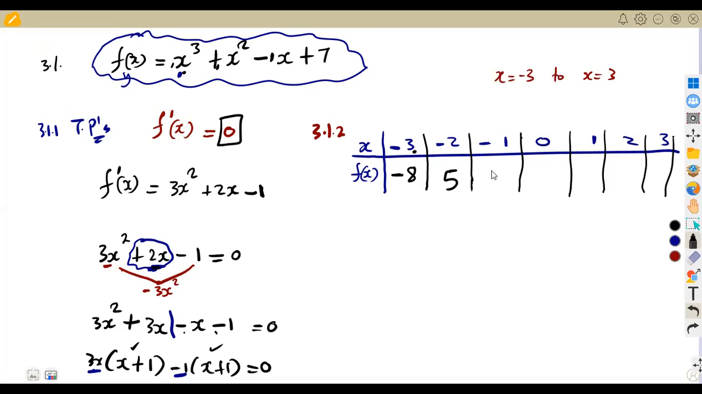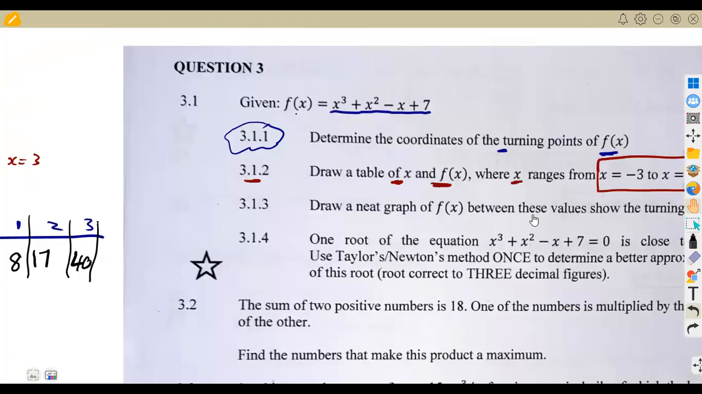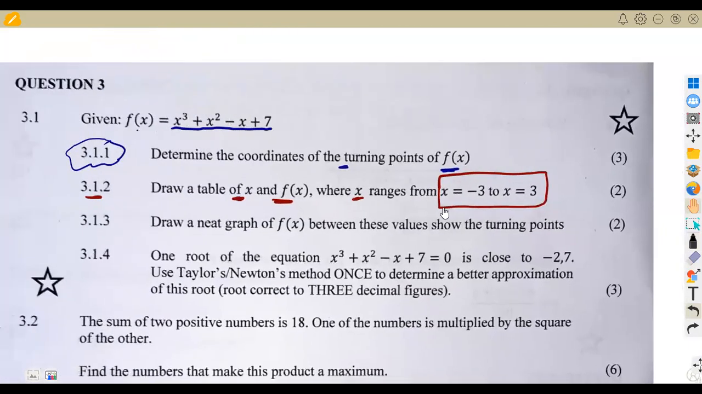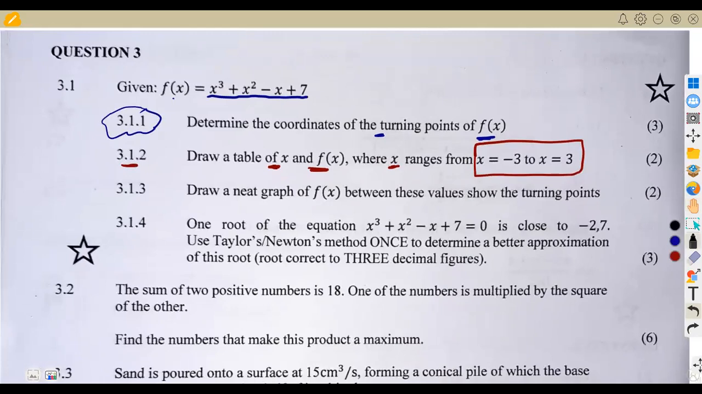So this one was going to give us a +8. This one was going to give us a 0. This one an 8. 2 was going to give us 17. 3 was going to give us a 40 in this case. So these were the values that we're supposed to have by just substituting on our calculator the values of x that are corresponding.